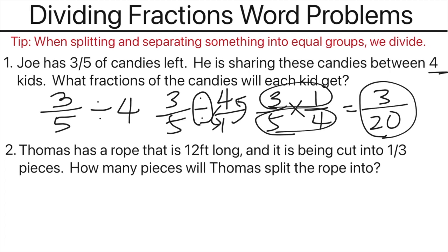Now for the second example, Thomas has a rope that is 12 feet long, and it is being cut into 1/3 foot pieces. How many pieces will Thomas split the rope into? So the first thing we want to look at is what are we trying to divide here? Based on what we see from the word problem, the rope is what we are trying to divide. And how long is the rope? Well, it is 12 feet long.